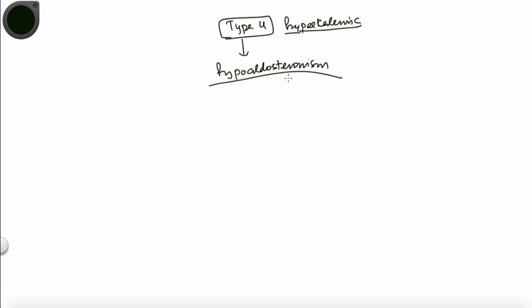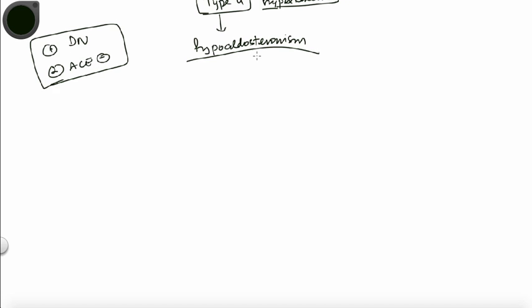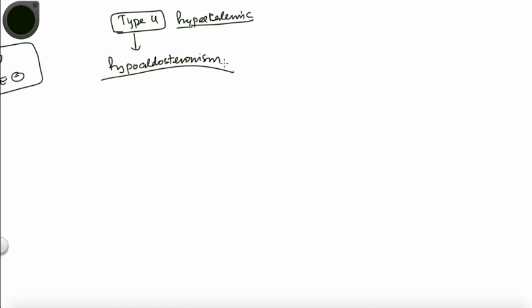Aldosterone resistance is going to produce type 4 renal tubular acidosis. The most important two causes, which I used to tell the students, are diabetic nephropathy and ACE inhibitors. Both are the two most important reasons for type 4 renal tubular acidosis. And how is diabetic nephropathy going to cause hypoaldosteronism, and how does hypoaldosteronism cause this renal tubular acidosis? For that, first of all, you have to understand the physiology behind this type 4 RTA. For example, hypoaldosteronism.